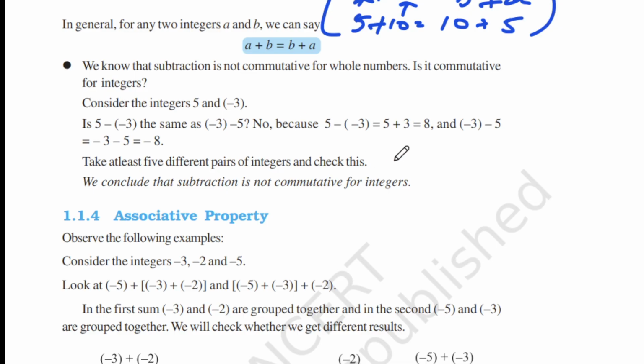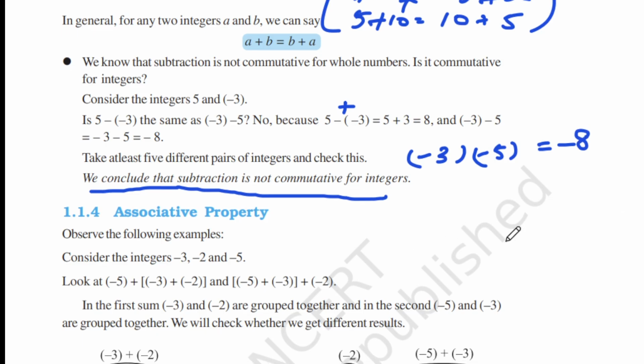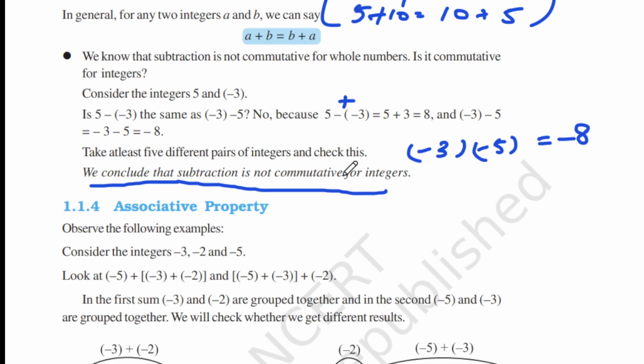We conclude that subtraction is not a commutative property of integers. Because here, 5 minus minus 3, minus minus is plus, so you will get plus 8. But for minus 3 minus 5, you need to add them, which is 8, and take the sign of the greater number, which is minus 5. So that is the reason it is not commutative for integers.